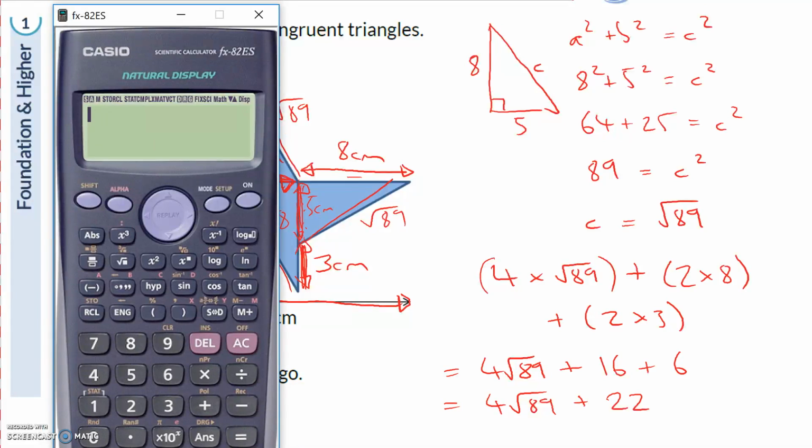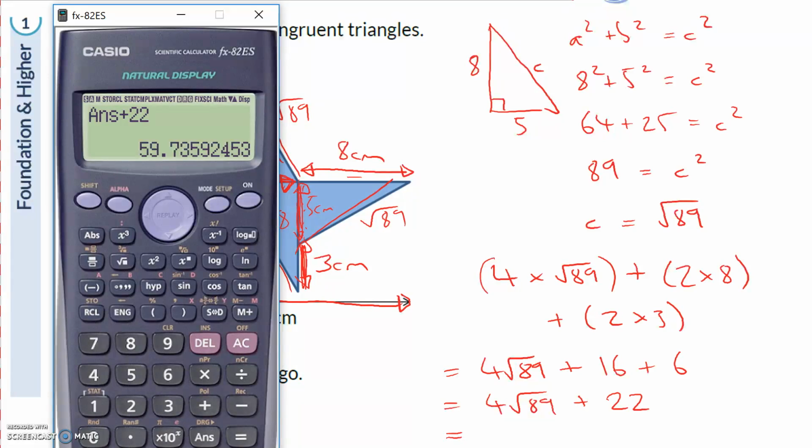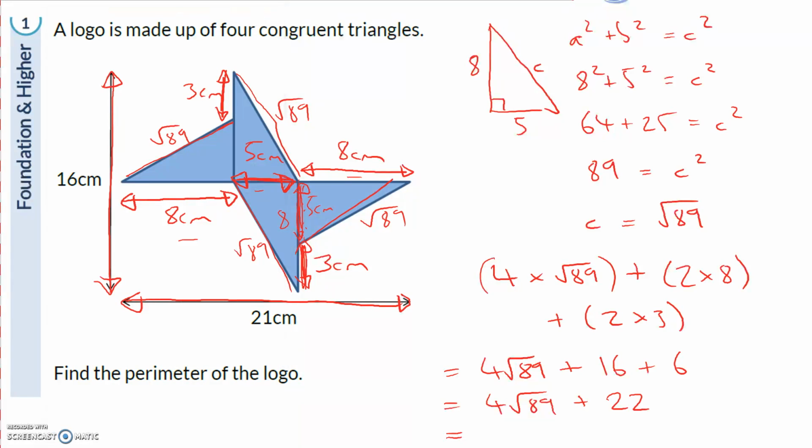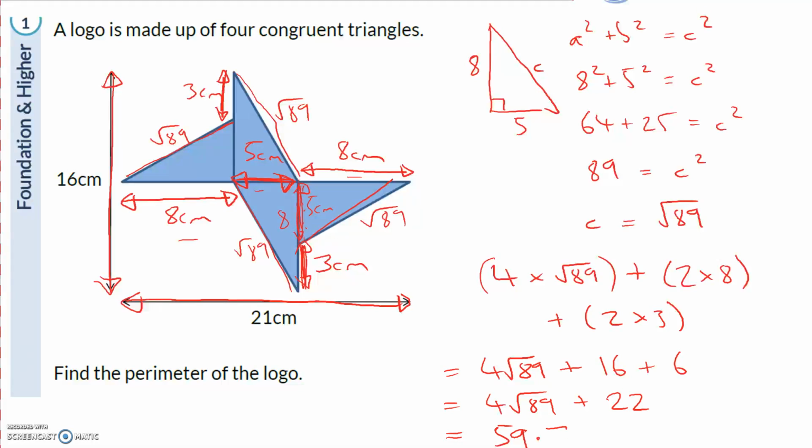So what do we get? We've got root 89 times 4, and we've got plus 22. Let's do it. So we get 59.7. Do they specify a degree of accuracy? Nope, doesn't say. So we can either leave it exactly, or we can say 59.7 if we're quoting a decimal. So let's say 59.7 to 1 decimal place. 59.7 centimetres to 1 dp. And we're done.